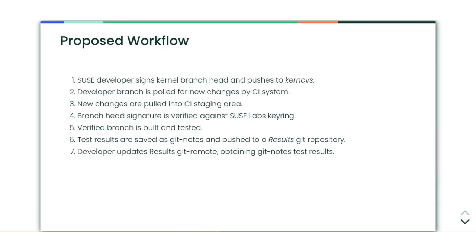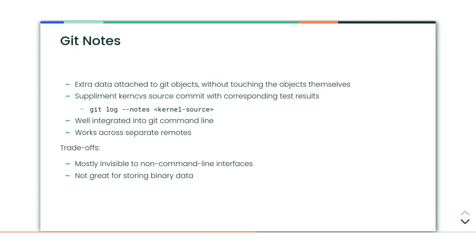But that's done using Git notes, which is, I guess, maybe a little bit of an exotic feature within Git. It's quite useful though, so it allows arbitrary data or metadata to be attached to Git objects without actually changing the object itself. So it's just a reference to an existing SHA1 commit object. As mentioned earlier, the good thing about Git notes is that they can be viewed just via git log alongside the source changes, so it integrates quite nicely into existing Git command line workflows.